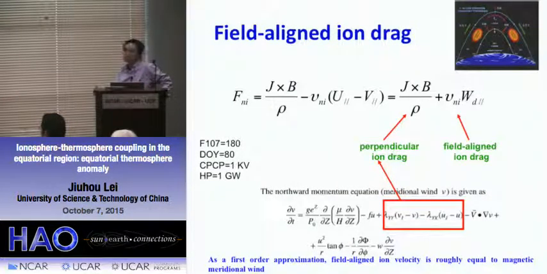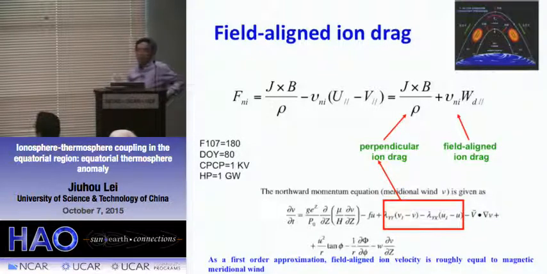One is the field line ion drag. Why is it so important? We look for the ion drag force, and we usually consider it with the J cross B. That means the perpendicular ion drag. We always ignore the field line ion drag. That's for the first order approximation is correct because ions always move along the field line almost equal to the neutral wind along the field line.